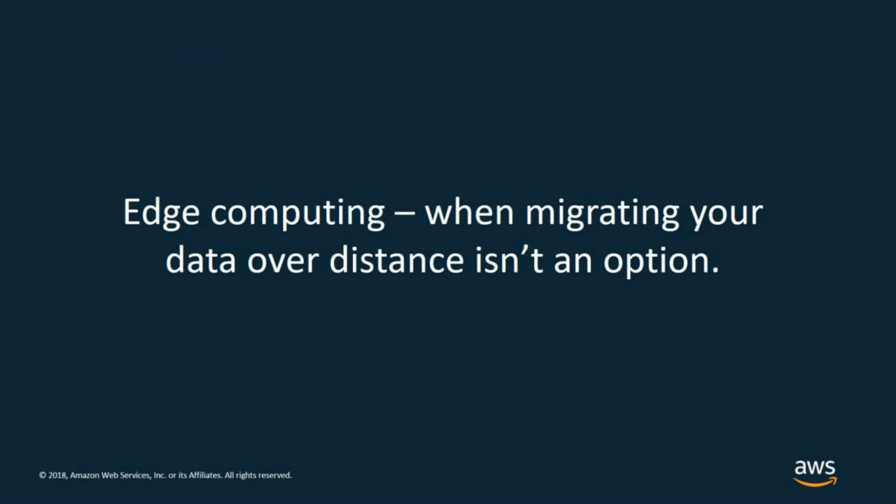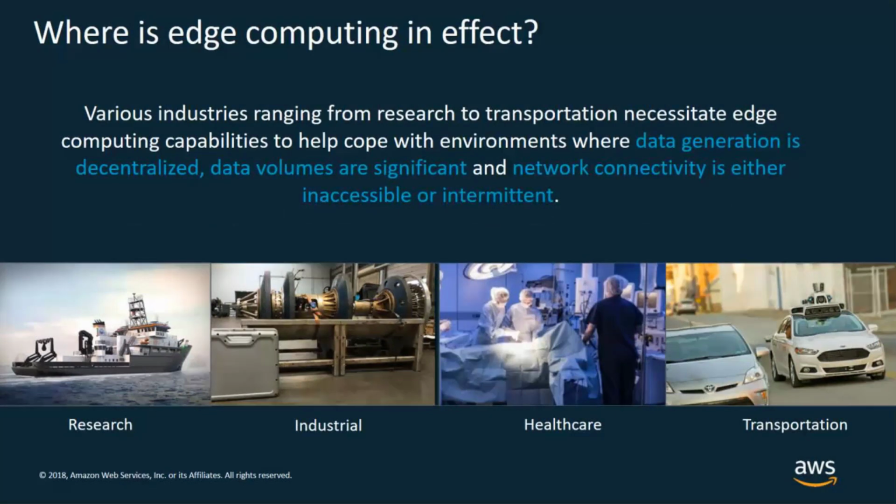So there's a 7th use case that we didn't cover on the previous slide, and that really has to do with edge computing. And this is really stemming from scenarios where migrating data over distance isn't really the most effective option. So what is edge computing and where do we see it taking shape?